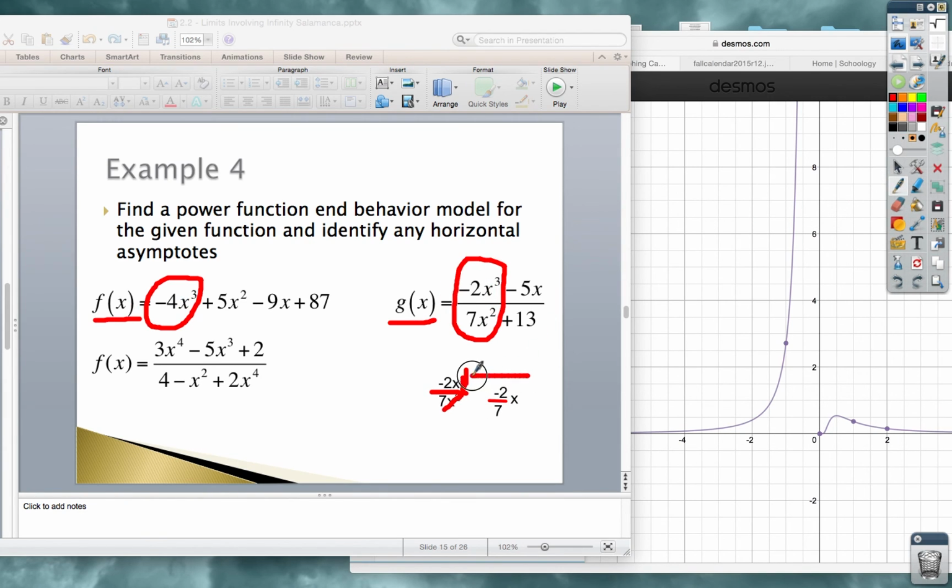This is the function we're looking for, and it has no vertical asymptotes or horizontal asymptotes. I didn't explain why yet, but I'll show you in the next example.